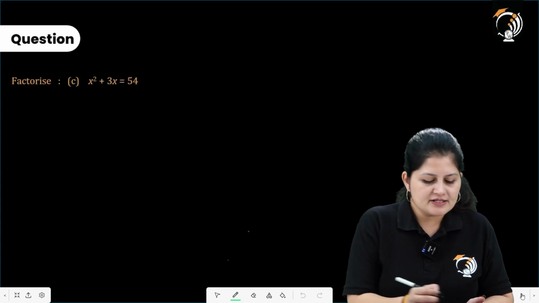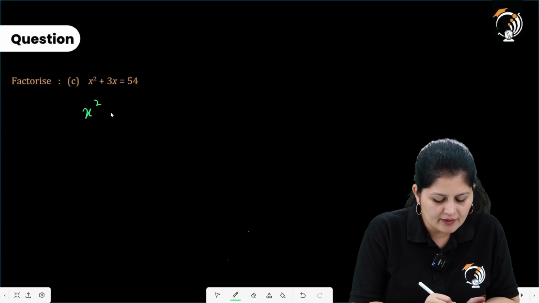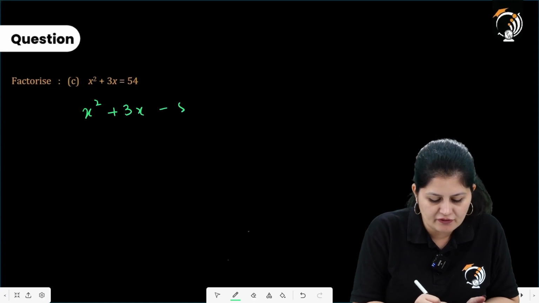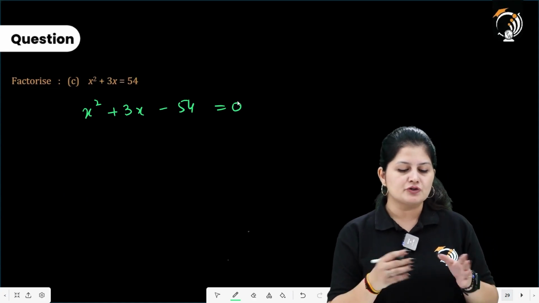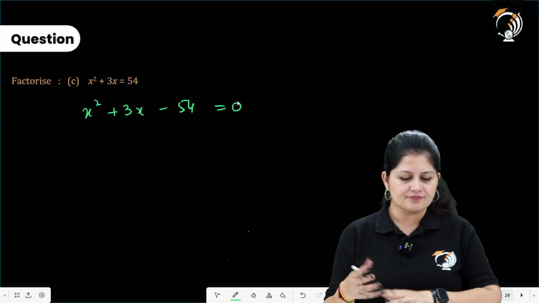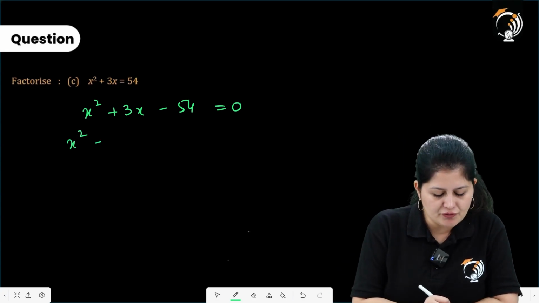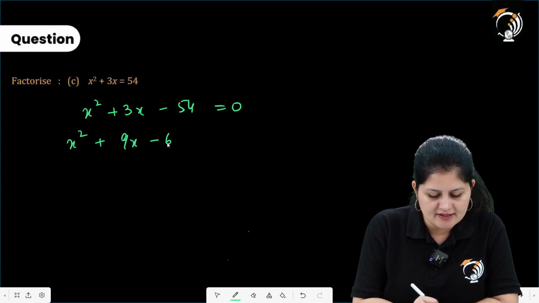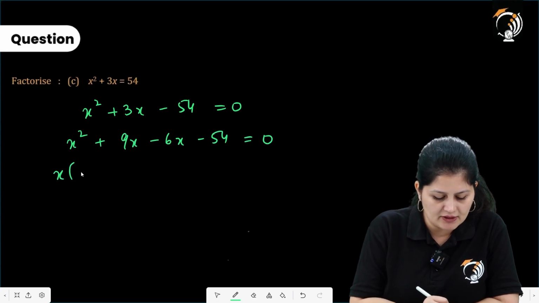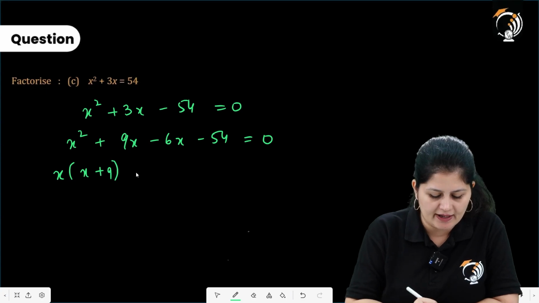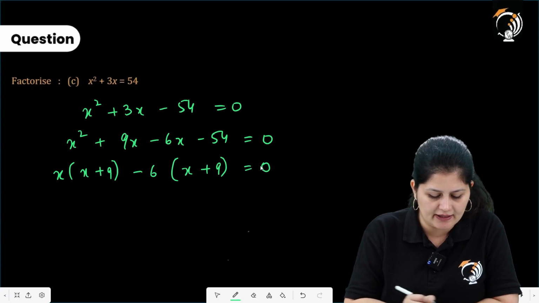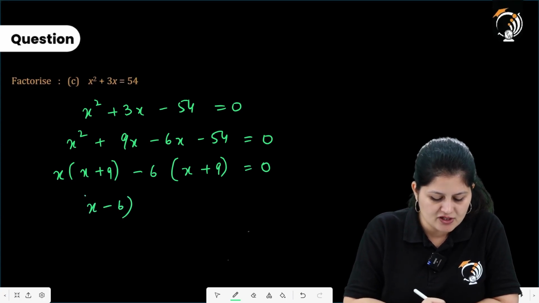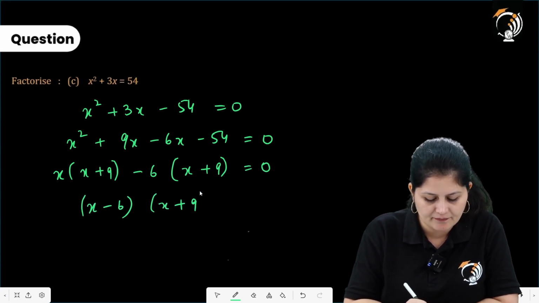Moving to one more part here, right? Let's say that we have x square plus 3x minus 54. So this time we are going to do the factors of minus 54. They are going to be 9 and 6. So this is going to be plus 9x minus 6x minus 54 is equal to 0. So we'll have x common, which is going to be x plus 9 in the bracket, minus 6 is going to be common, giving x plus 9 in the bracket again. So the factors here are going to be x minus 6 and x plus 9. Clear?